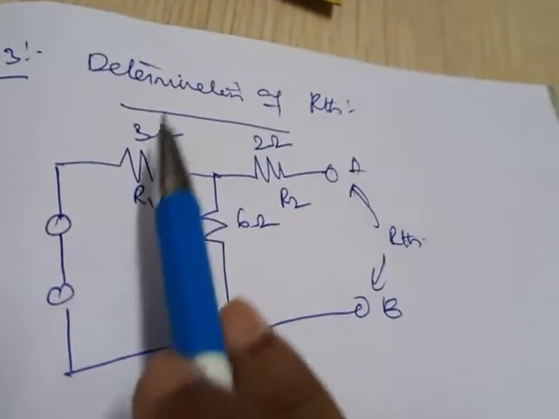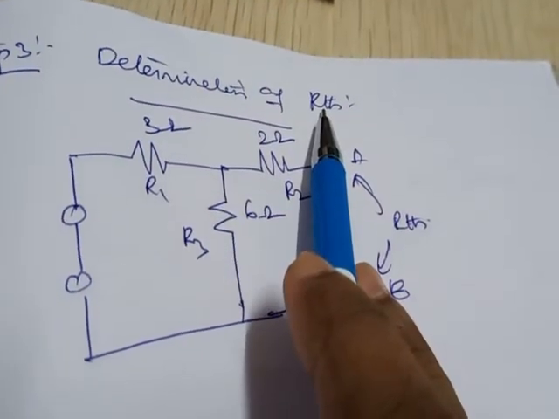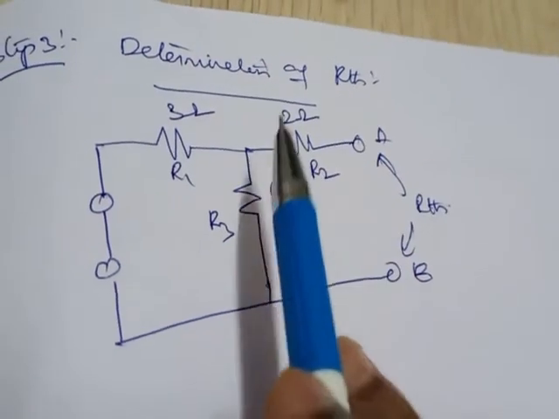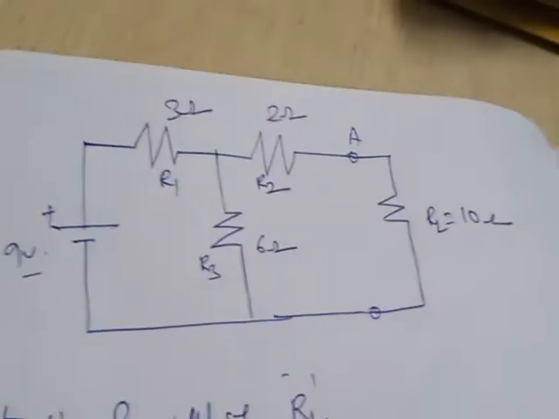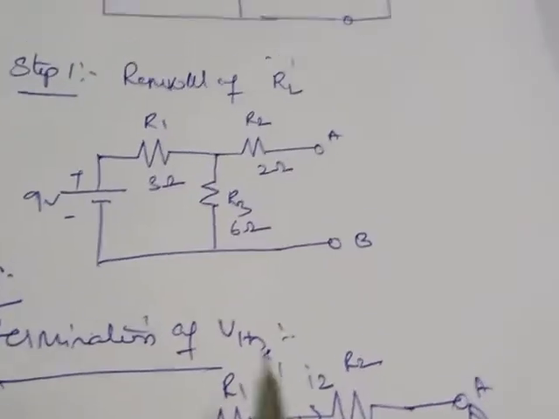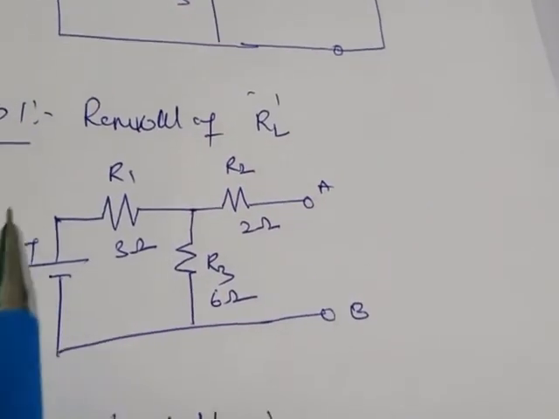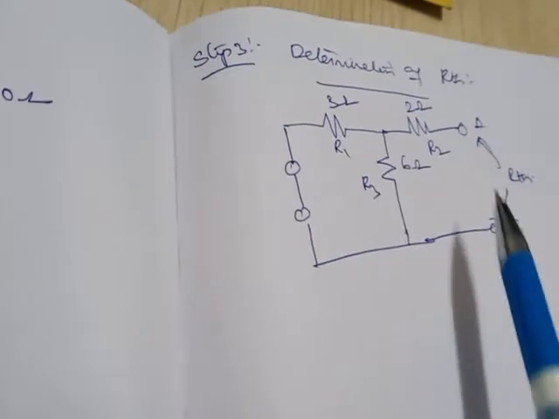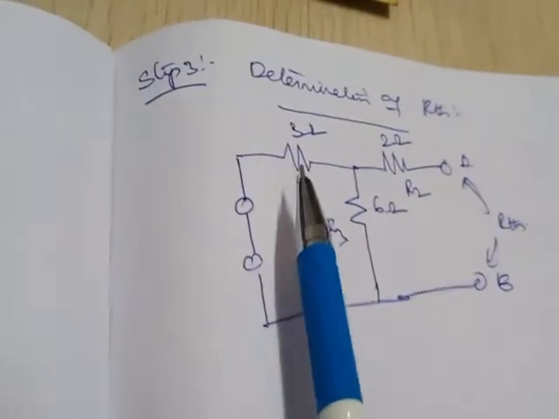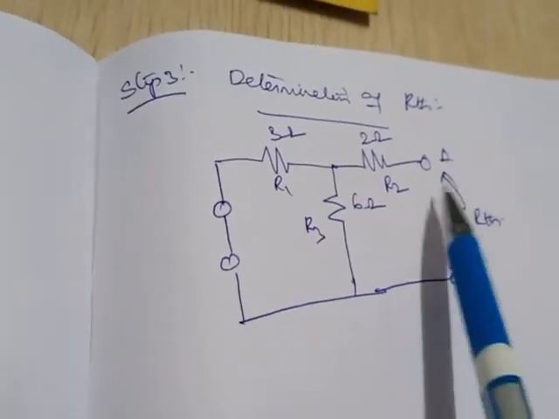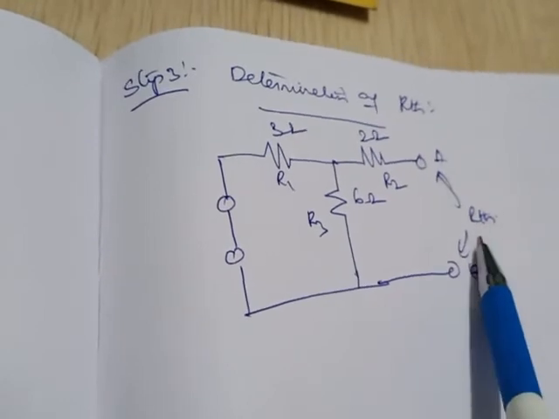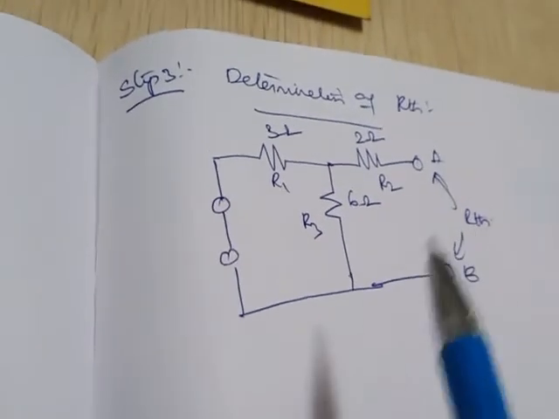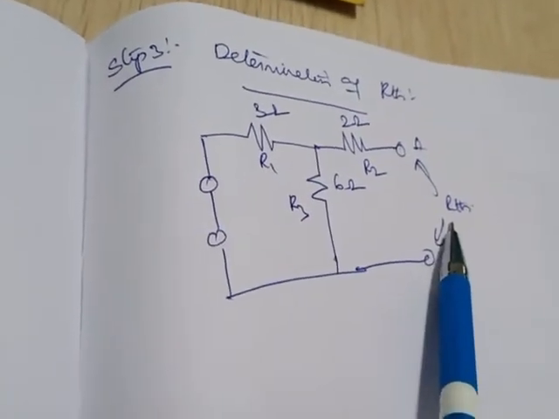Now step 3, you need to find out the determination of RThevenin. For that you need to consider the same circuit which you considered in case 1. Whenever there is a voltage source you need to short circuit it, and whenever there is a current source you need to open circuit it. But here only the voltage source has to be short circuited, and this network should only consist of resistive elements. So R1, R2 and R3. Between the A and B terminals you need to find out RThevenin, which is nothing but the Thevenin's equivalent resistance.